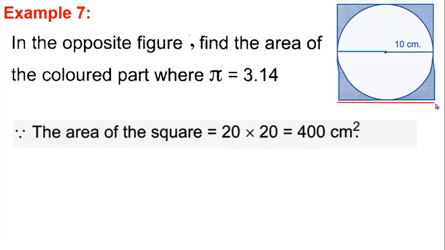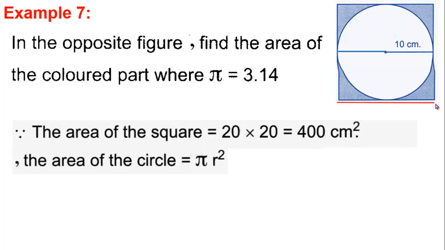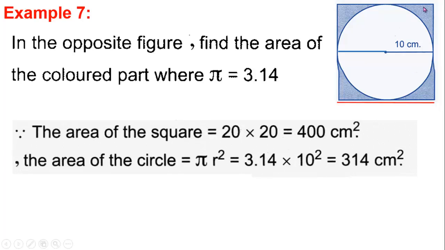Now let's go and calculate the area of the circle. The area of the circle is equal to pi r squared. I know that r is 10, so it is 3.14 times 10 squared, which is equal to 314 centimeters squared. Now I calculated the area of the whole square, and I calculated the area of the whole circle, but I don't need this. I need to find the area of those small colored parts.